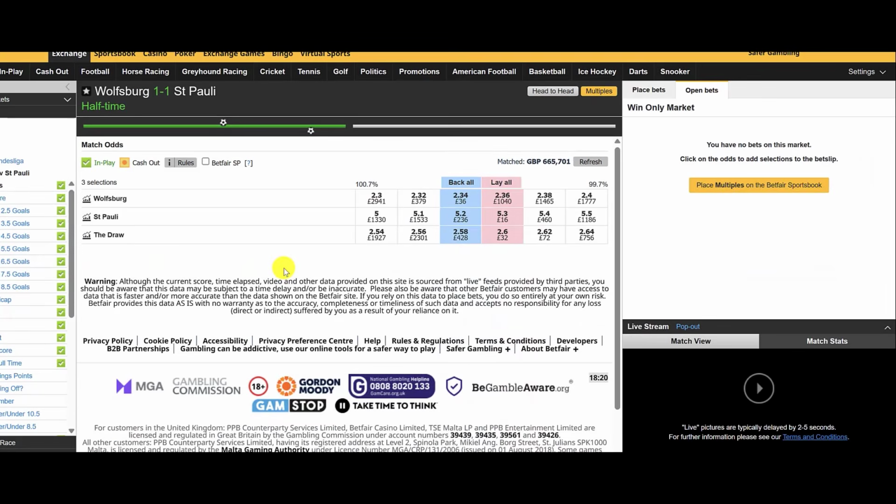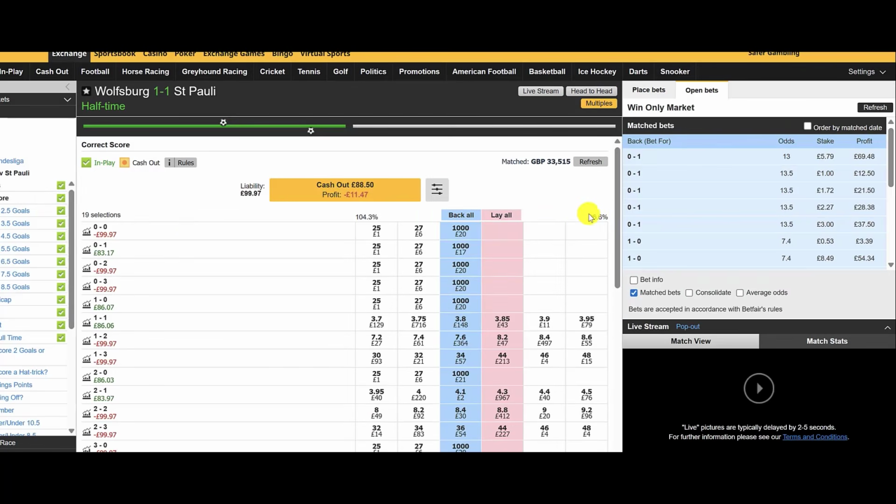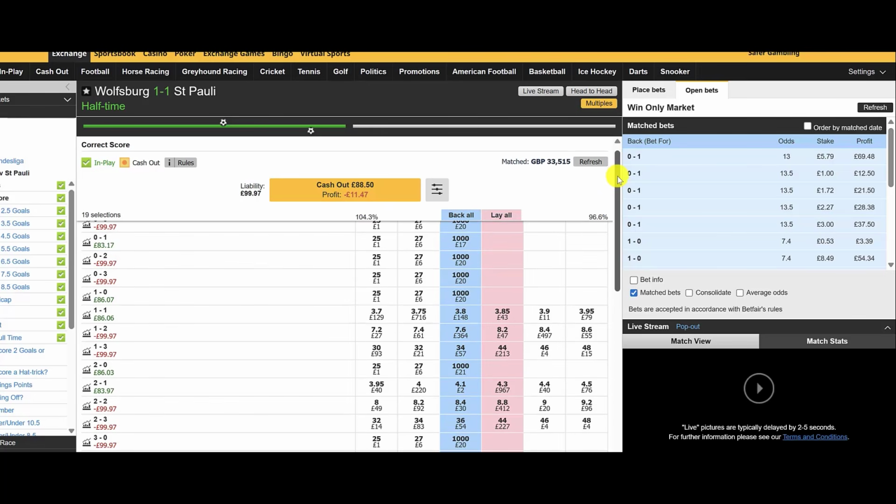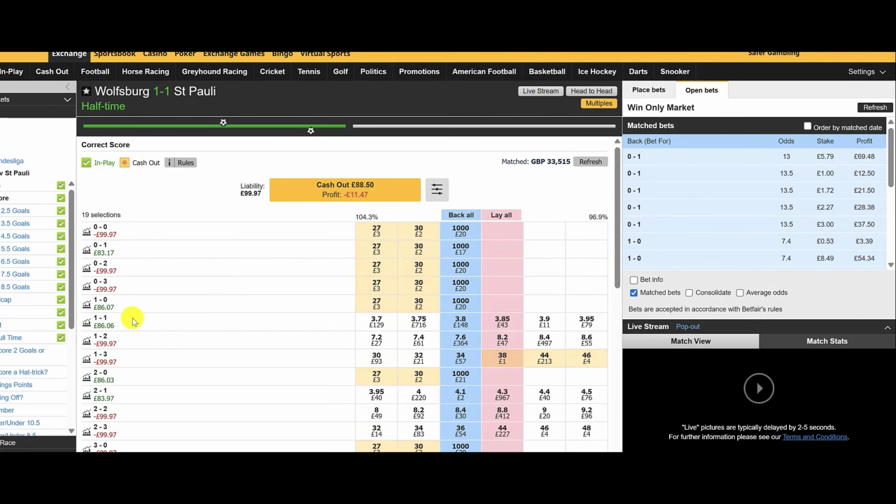Half time in this one, it's Wolfsburg 1, St Pauli 1. So with 2 goals in the first half, that's probably not quite ideal for our forecast of a low scoring match. This is how the match odds market looks. More importantly, this is how the correct score market looks. So currently in a red situation, but we're on a green score.